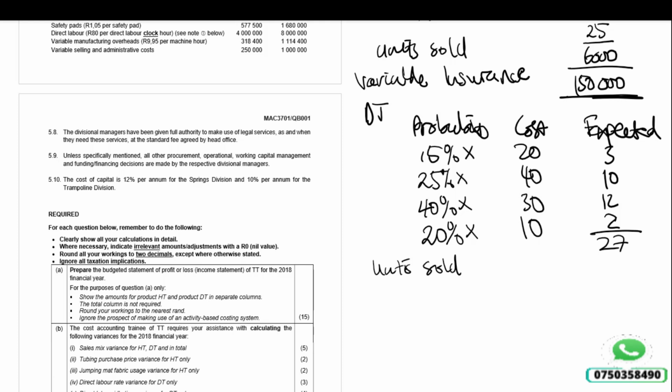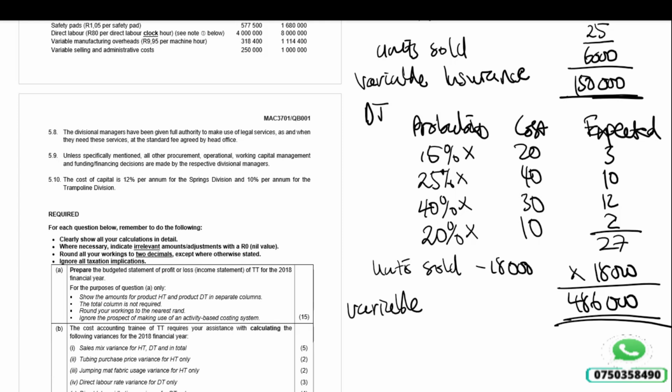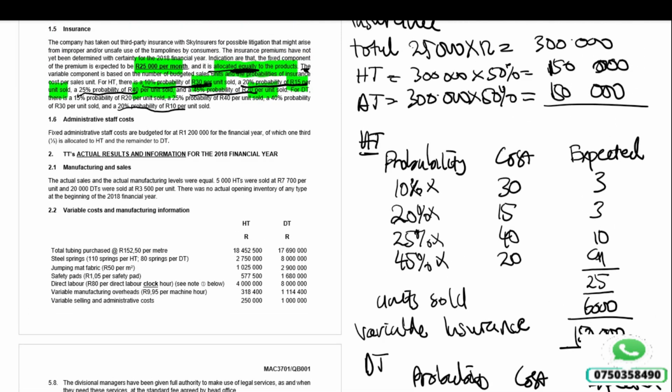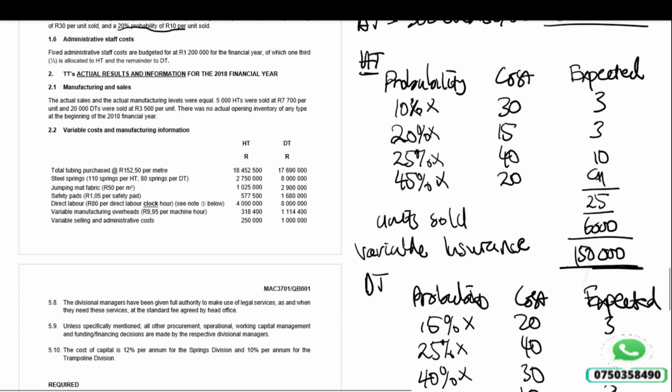Units sold, they were 18,000. So it's going to be 18,000 multiplied by 27, which is going to give me 486,000. So I've already calculated my variable insurance cost. This is how the variable insurance cost was supposed to be done. Whenever you're given probabilities and possible outcomes, this is how you're supposed to work them out. You simply take the probability percentage, multiply it by the cost, and then you get the expected cost per unit.